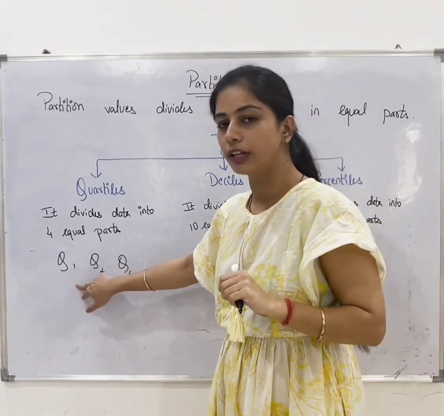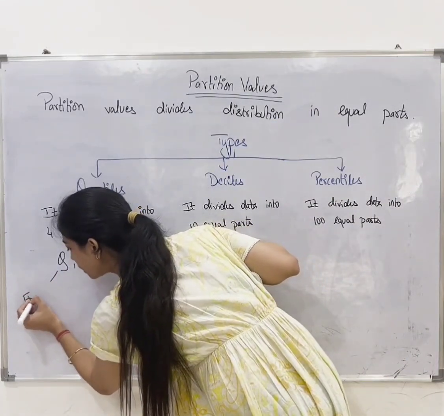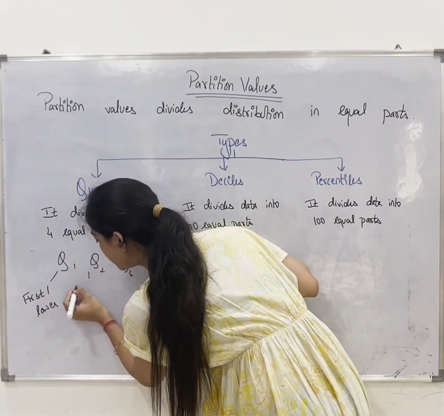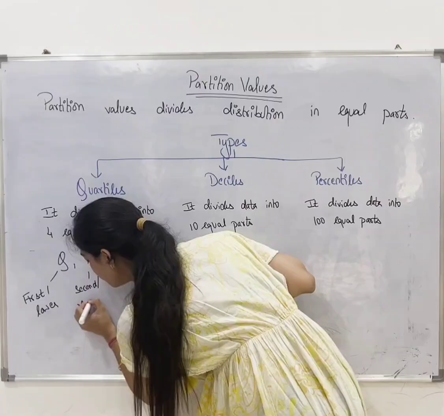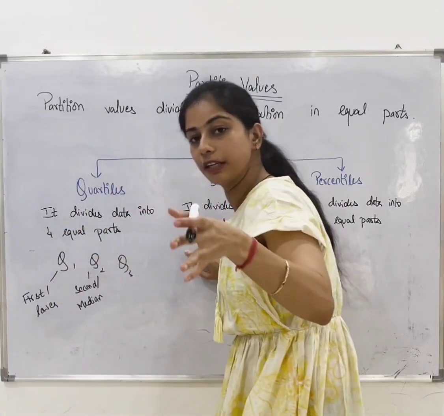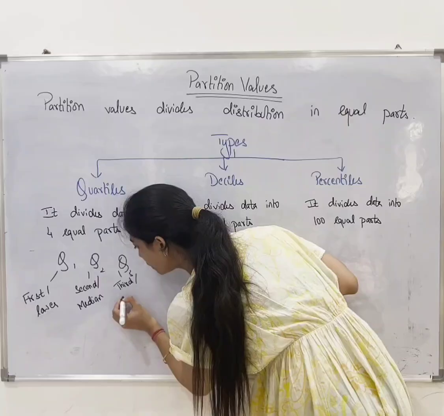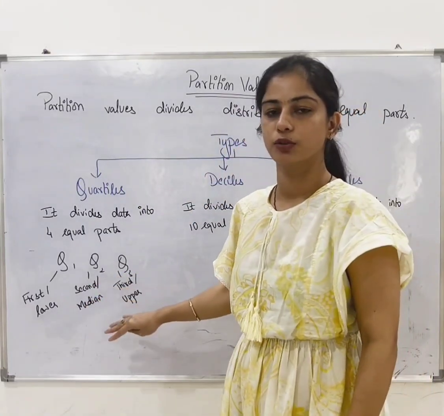Now there are different names given to these 3 quartiles. You can call the first the first quartile or the lower quartile. The second is called the second quartile, or you can call this the median because this is the middle value. The third one is the third quartile or the upper quartile. So these are the different names given to the quartiles.